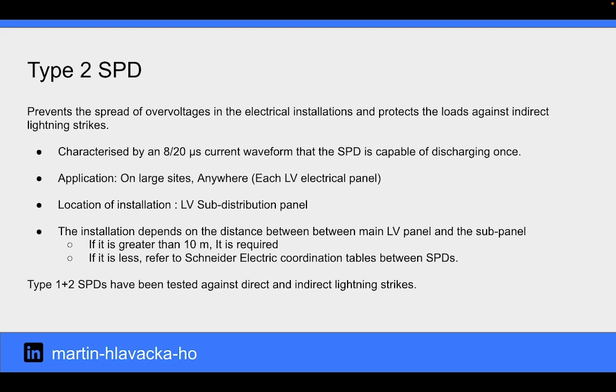The SPD Type 2 prevents the propagation of overvoltages in electrical installations and protects loads against indirect lightning strikes. It is characterized by an 8/20 current waveform that the SPD is capable of discharging once. It can be located on the main panel in case the lightning rod is not present in the building, as we already mentioned in the previous slide, or it is located in the LV sub-distribution panel.